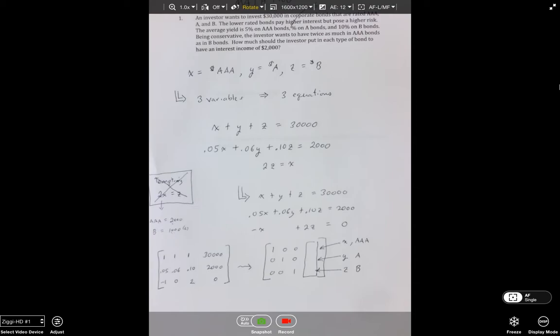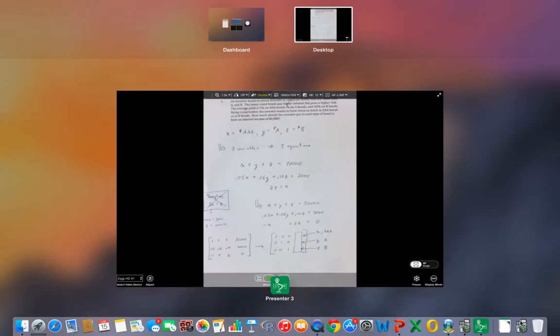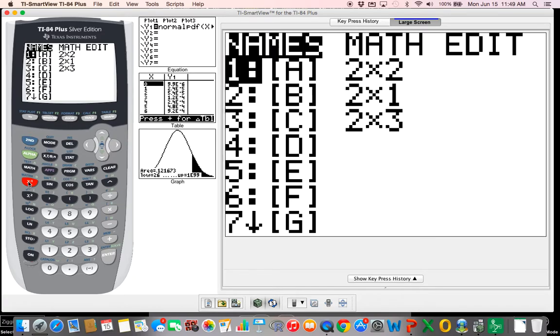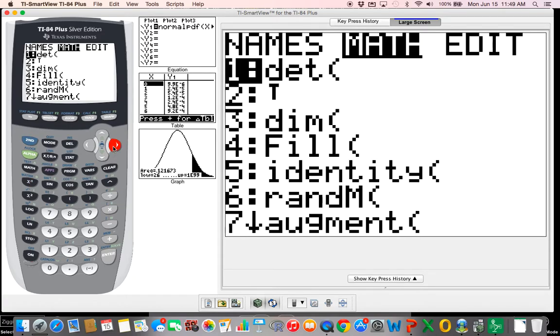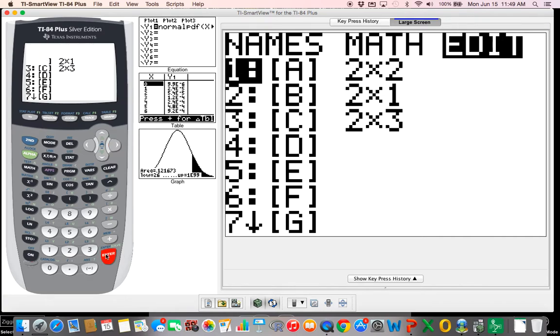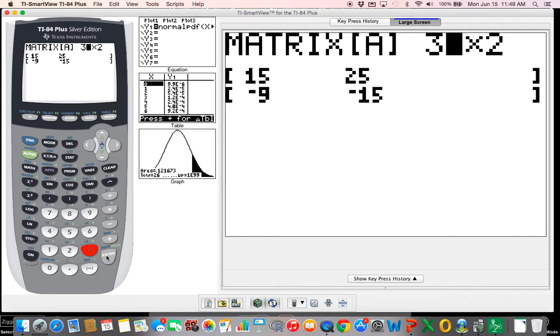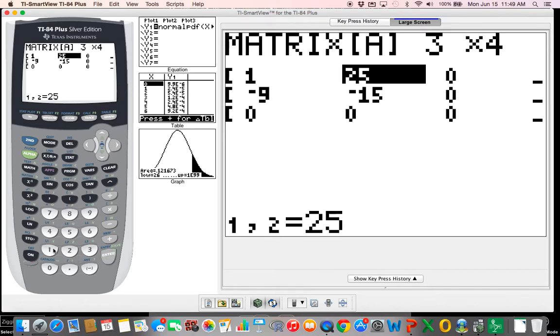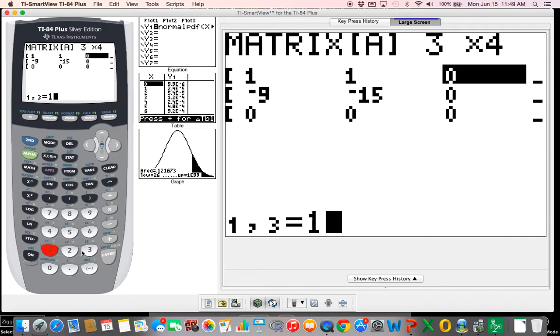So gang, what I'm going to do is get out of here. I'm going to go over and grab the calculator. So I'll go to second function matrix, go over to edit. I'm just going to use matrix A. So gang, it needs to be a 3 by 4. Okay, so just type very carefully.